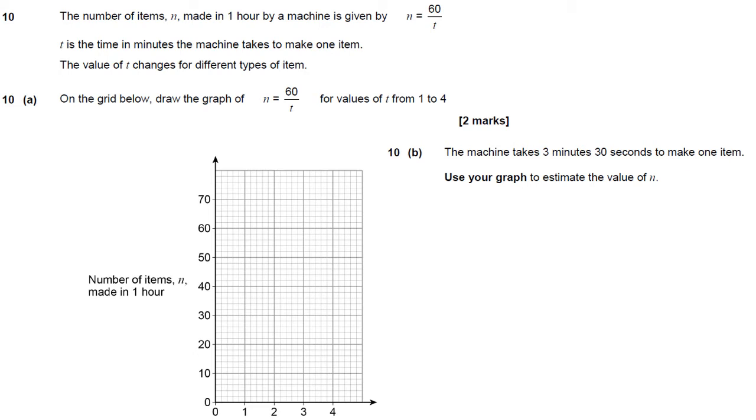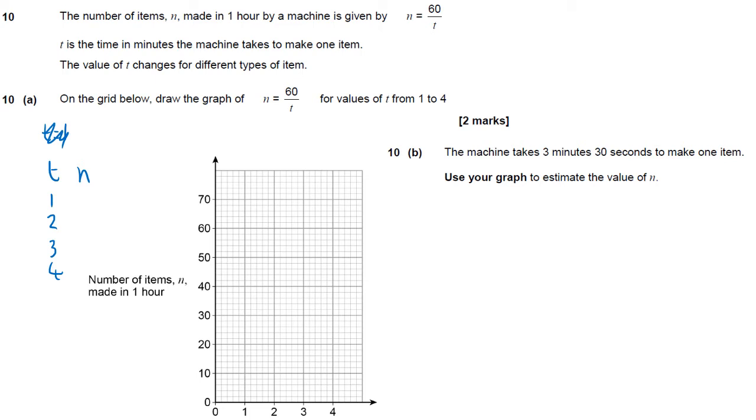Okay, functions now. So we've got a machine that makes items, and the number of items it makes in 1 hour is given by n is equal to 60 over t, where t is the time in minutes taken to make just one item. So the question says, on this graph, draw the graph of n equals 60 over t for values of t from 1 to 4. Well, let's just work out the integer values. So if we substitute in, just draw a little table. So t is 1, 2, 3, and 4. What values of n do we get?